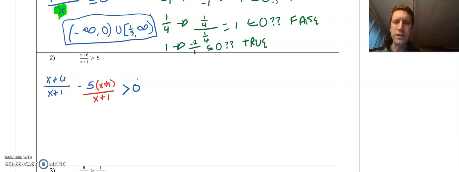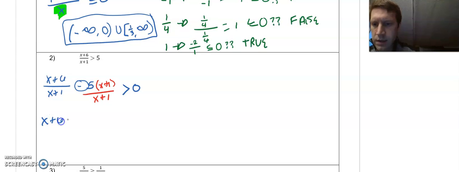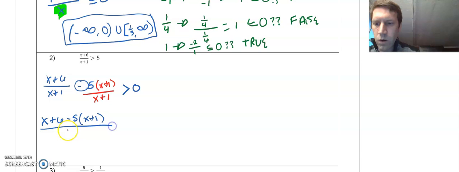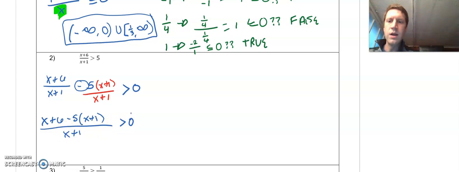And that's going to potentially save you from having some incorrect signs on some of those terms, especially if this is a minus sign here. So I would have x + 6 minus 5 times (x + 1), all over x + 1, is greater than 0.